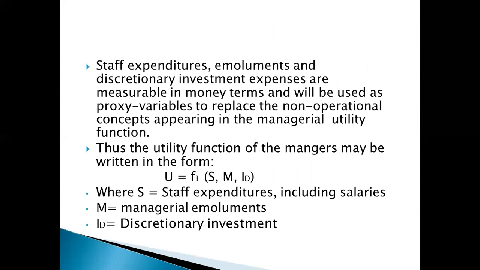Utility is a function of S, M, and ID, where S stands for staff expenditure, including salaries, M for managerial emoluments, and ID for discretionary investment. So if staff expenditure increases, of course, the utility of the managers will be raised. And if managerial emoluments rise, then also the utility of the managers will be increased. And lastly, ID, or discretionary investment.